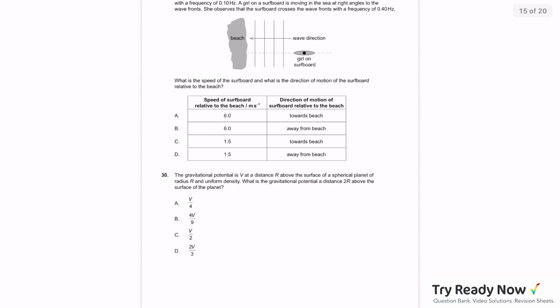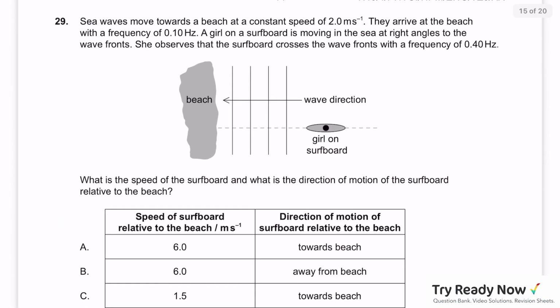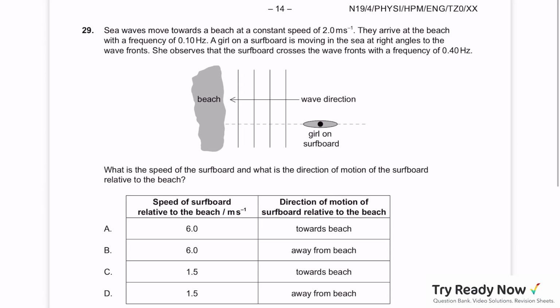Alright, now moving on to question 29. In question 29, we have sea waves moving towards a beach at a constant speed of 2 meters per second. And we know they arrive at the beach at 0.10 hertz. And we have a girl on a surfboard that is parallel to the wavefront. So when it's parallel to the wavefront, that basically means that the waves are moving this way, and they're pushing the girl towards the beach, essentially. And she observes the surfboard crosses the wavefront with a frequency of 0.4 hertz.